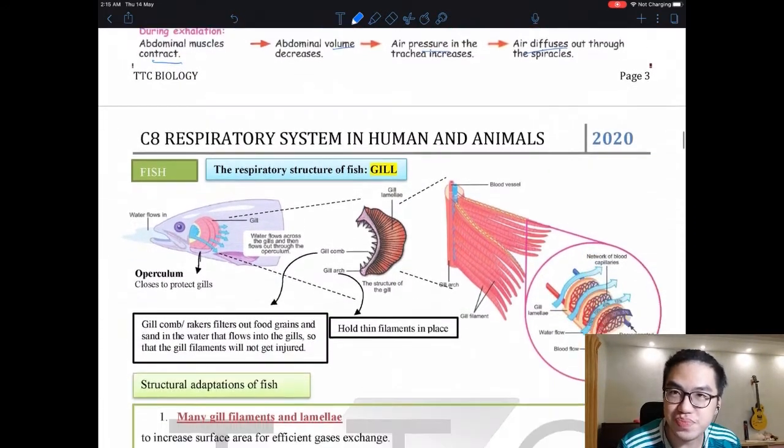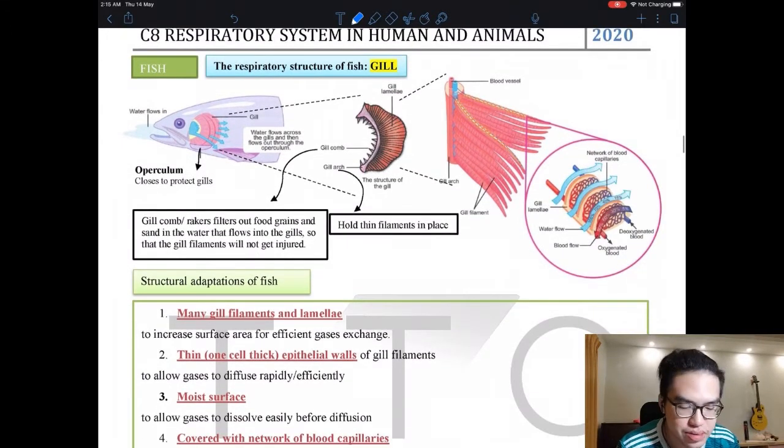Okay, let's talk fish. So they use gills.